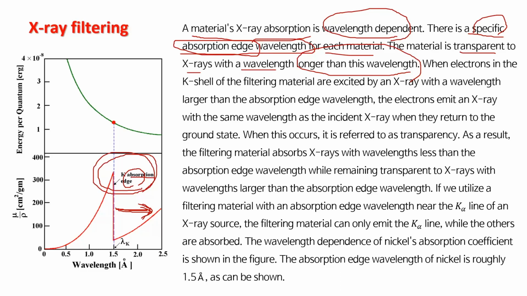When electrons in the K shell of the filtering material are excited by an X-ray with a wavelength longer than the absorption edge wavelength, the electrons emit an X-ray with the same wavelength as the incident X-ray when they return to the ground state. When this occurs, it is referred to as transparency.